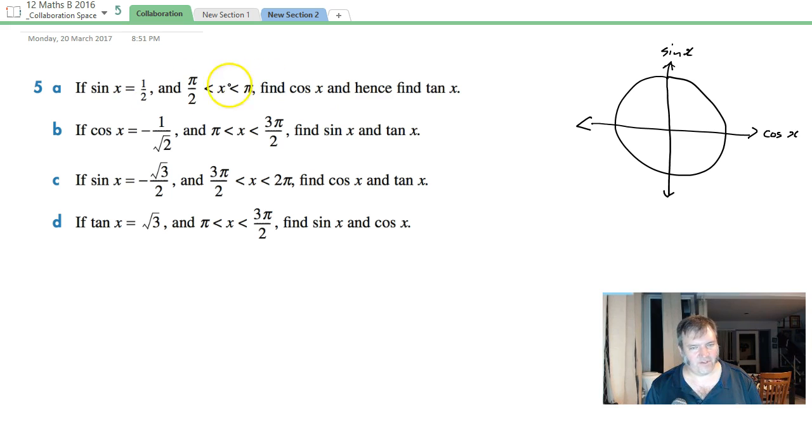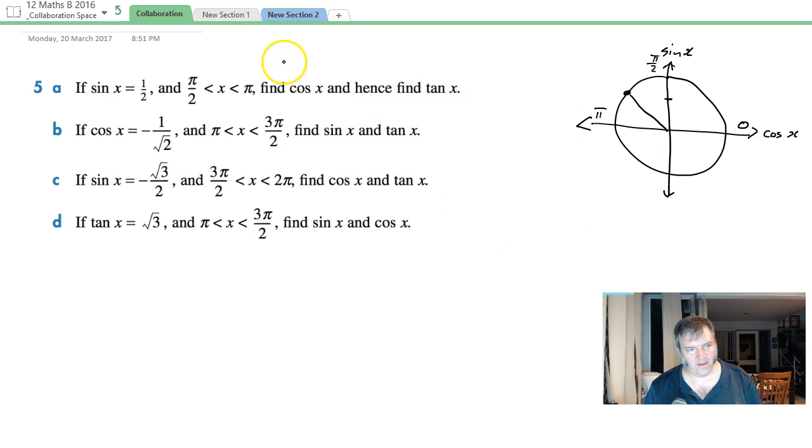of these. Here I've got sine x equals a half, so halfway to 1, that'll be about here. And I'm in the second quadrant between pi over 2 and pi. Remember, pi is all the way over here, that's 0. Pi over 2 must be halfway. So in the second quadrant, I'm over here. That's the angle that I've got there. Find cosine theta and hence find tan of x.